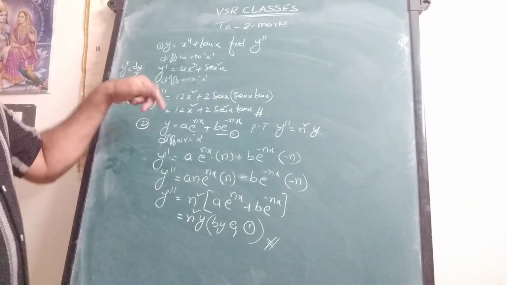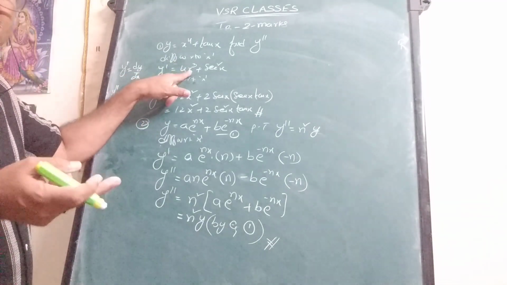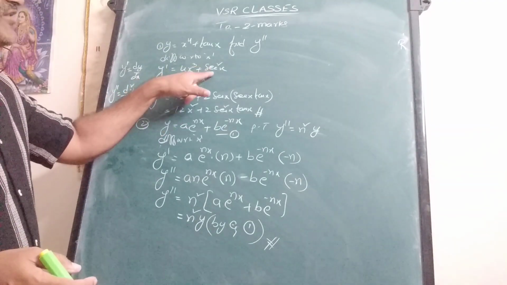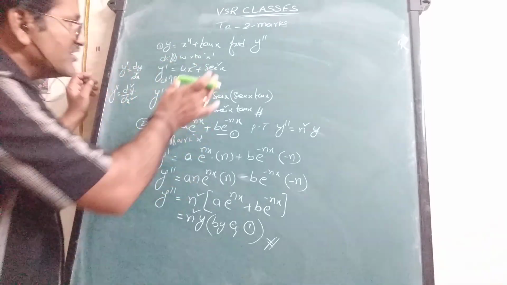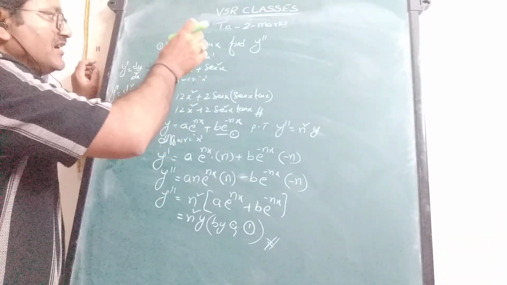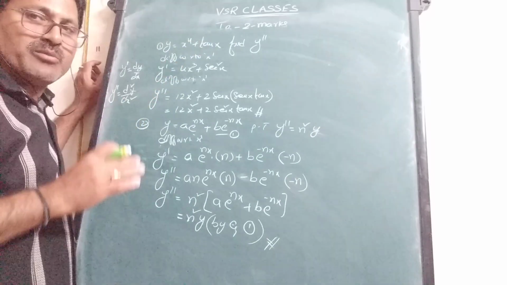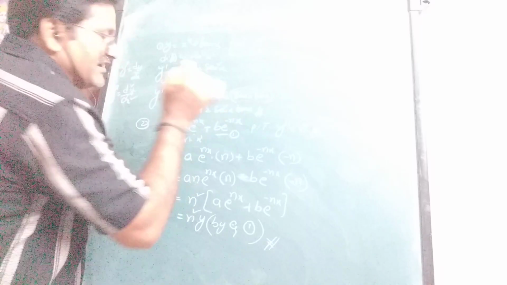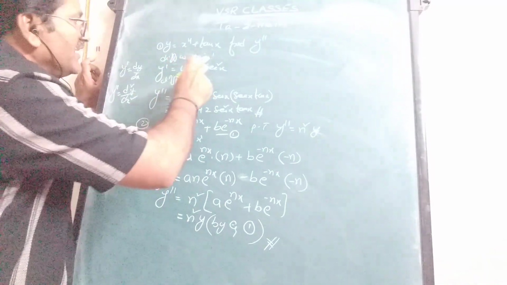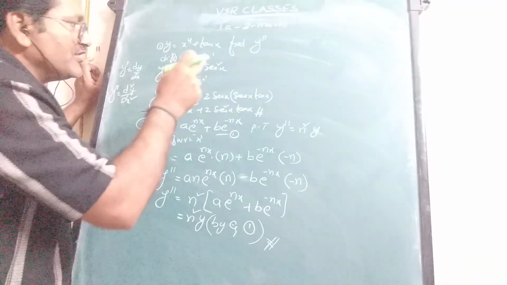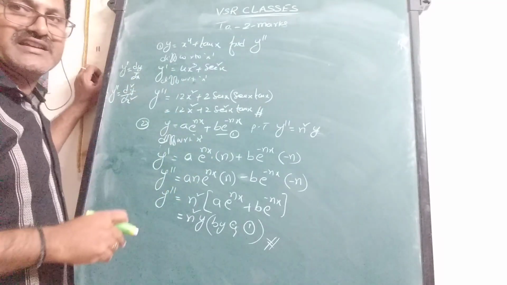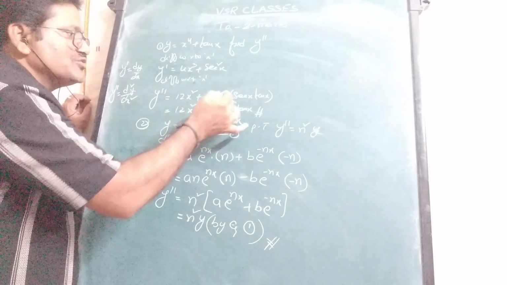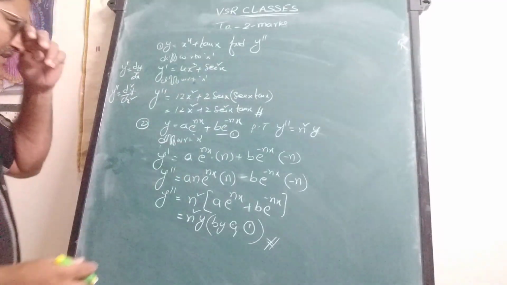Okay, y double dash. Once again, the derivative of x cube is 3x square, so 3 4s are 12, 12x square. For the derivative of secant square x, we have to assume secant x as x, so it is in the form of x square. What is the derivative of x square? 2x. So 2 into secant x. Now the derivative of secant x is secant x tan x. Now if you multiply, y double dash is equal to 12x square plus 2 secant square x into tan x. That is your result for that.